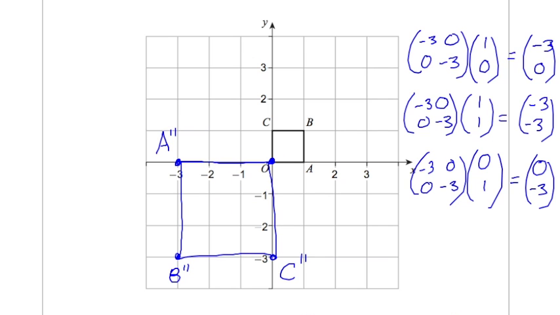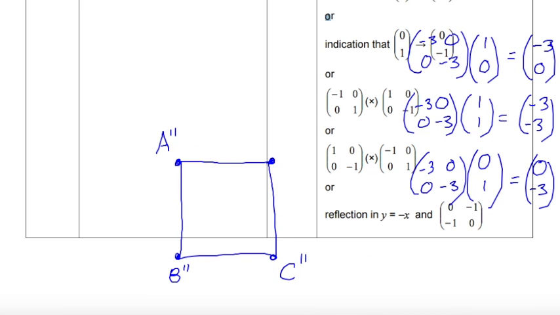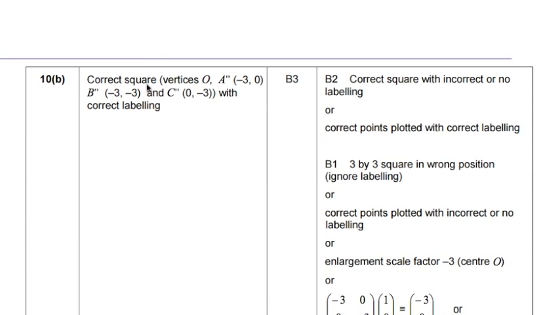And there we go. So in the mark scheme, correct square, vertices A'' -3, B'' and so on, with correct labelling. So it has to have labelling.